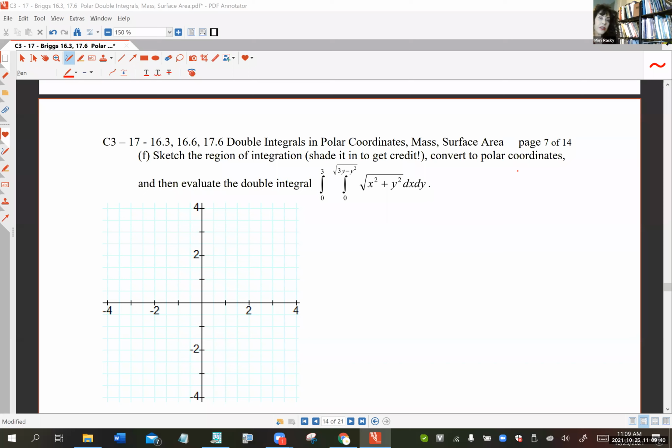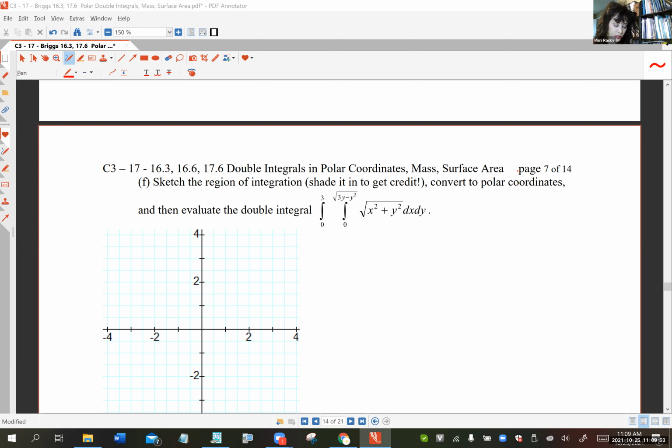Okay, another example where your r is not going to be from a pure number to a pure number. And yes, I'm going to put one of these on a quiz and an exam and so on. So you better know how to do it. Okay, so why the heck is this different? First up, they're asking us to shade in the region of integration.